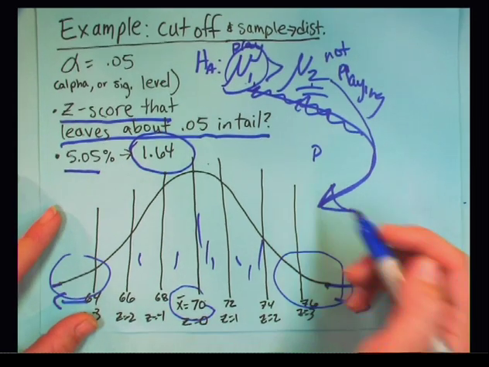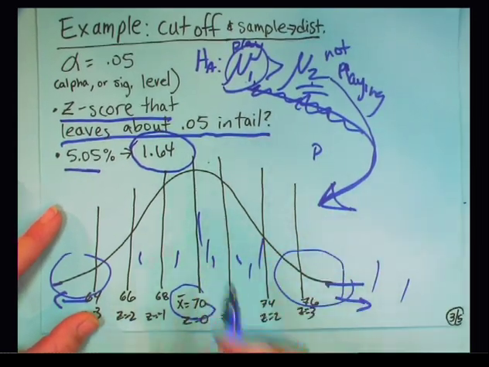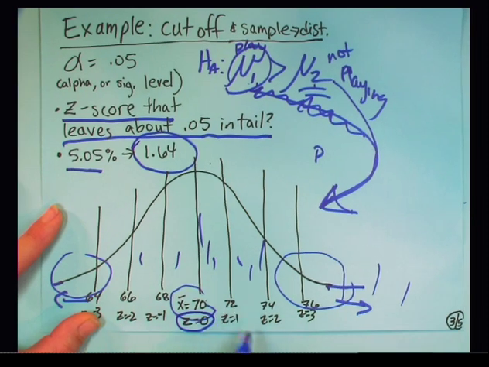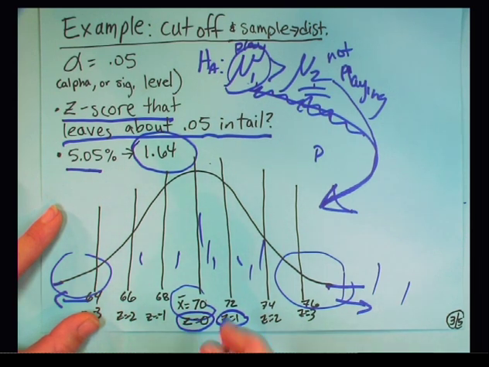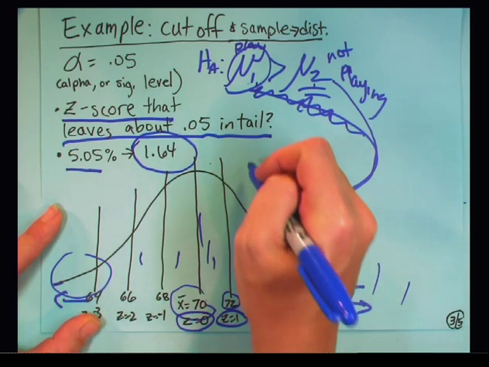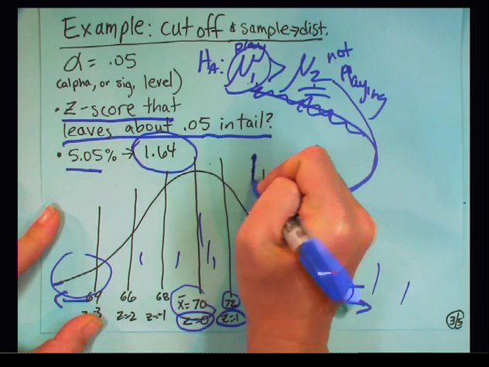So now you want to mark that z-score on your comparison distribution. So let's go ahead and draw that in. Here we have a z of 0 at the mean, and at 72, 1 standard deviation, that's a z of 1. Remember, the z-score is the number of standard deviations above or below the mean that raw score is. So here's 2. So in between 1 and 2 is your 1.64. So let's go ahead and draw that in.